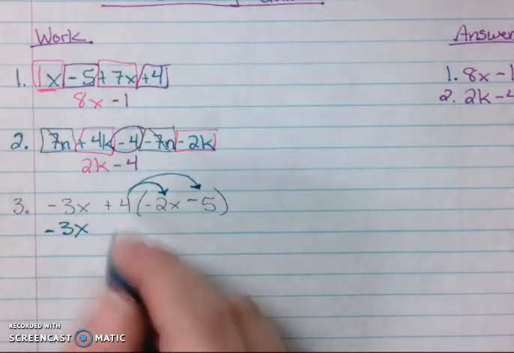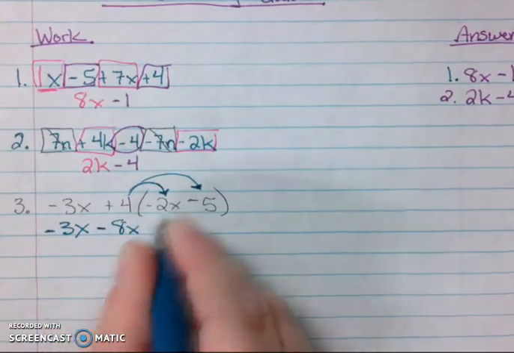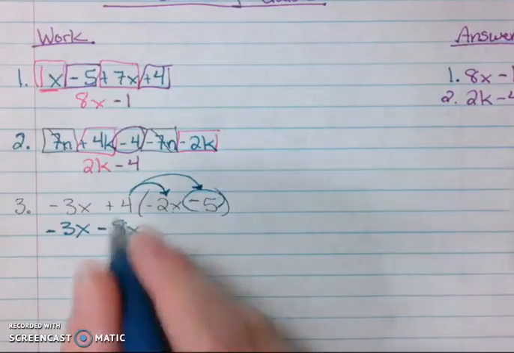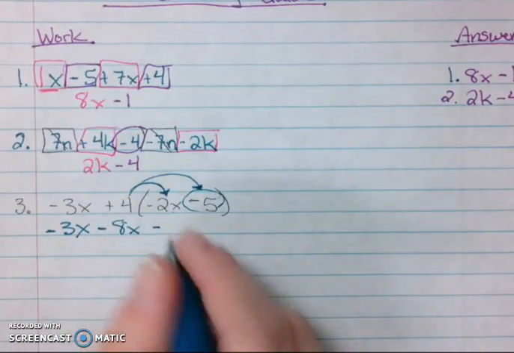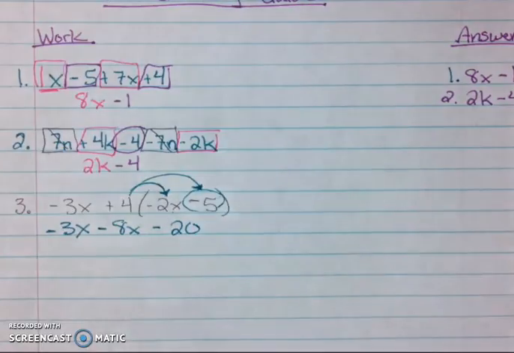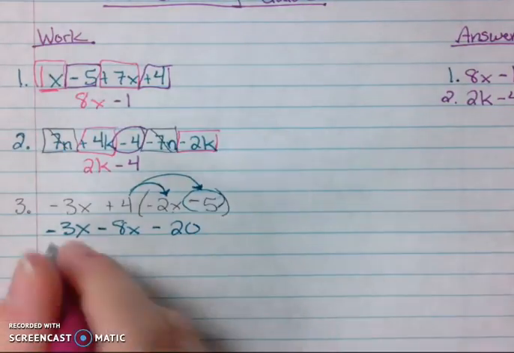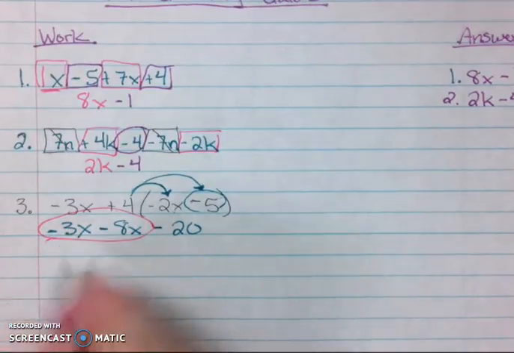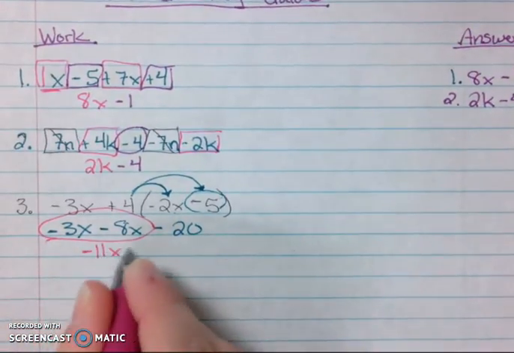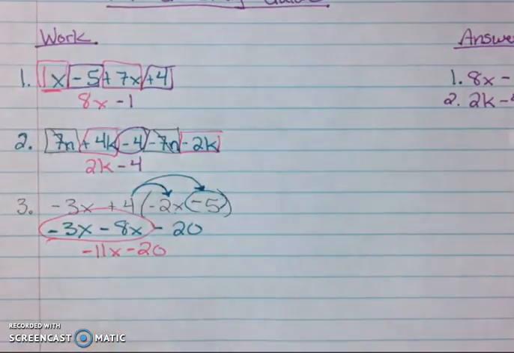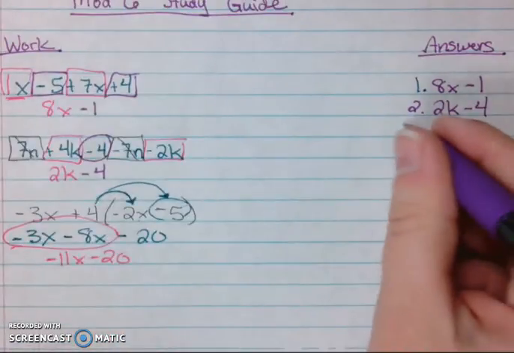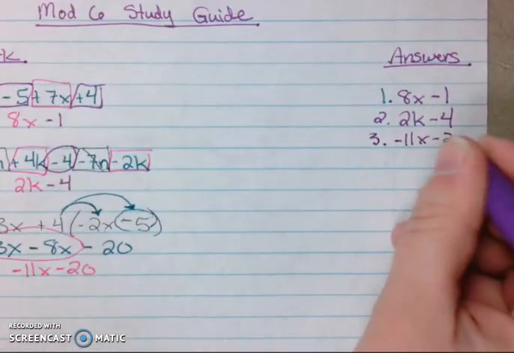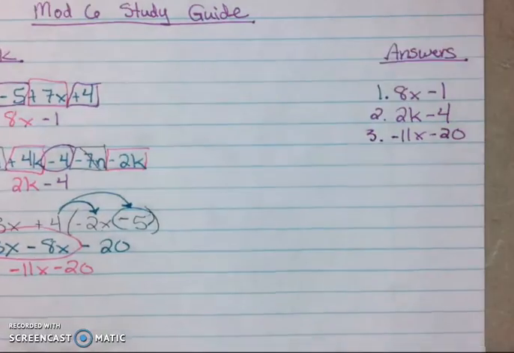Positive 4 times negative 2 is negative 8x, because that has an x. And then this is positive 4 times negative 5. Positive times a negative is a negative. 4 times 5 is 20. And then are there any like terms we can combine? Yep, right here. Negative 3 minus 8. So 8, 9, 10, 11. That would be negative 11x minus 20 for that answer. And I write that over here. You don't need to skip lines in these answers unless you write really big. Maybe it needs to be spaced out if you write bigger than that.